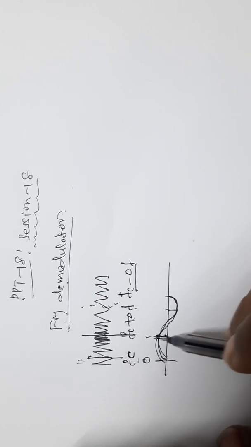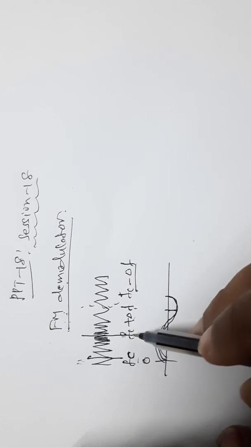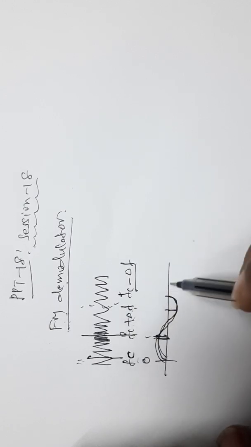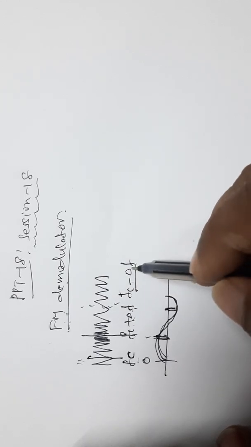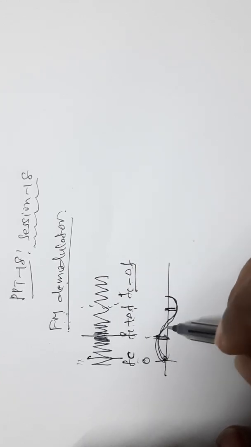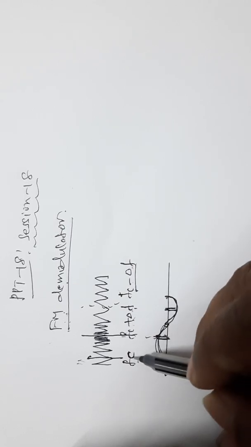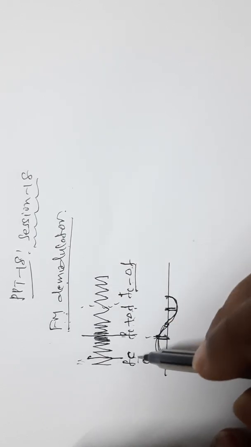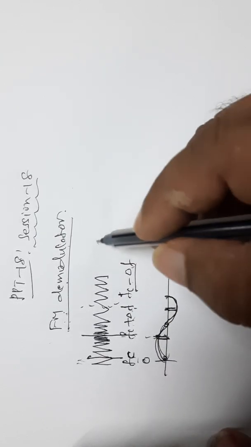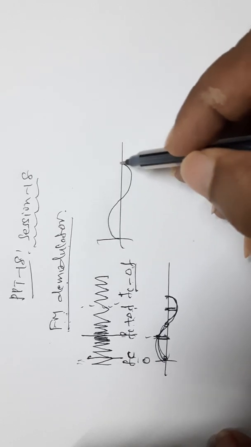For maximum peak value you get maximum deviation, that is Fc plus delta F. For minimum peak value you get minimum frequency, Fc minus delta F. Where the amplitude is zero you get the same frequency, Fc. So now demodulation is the process of conversion of this change in frequency into corresponding amplitude variations.